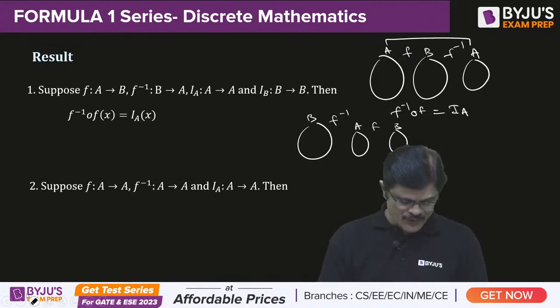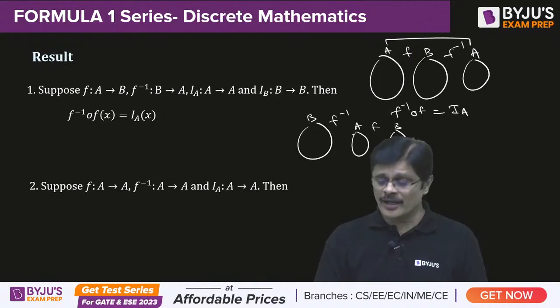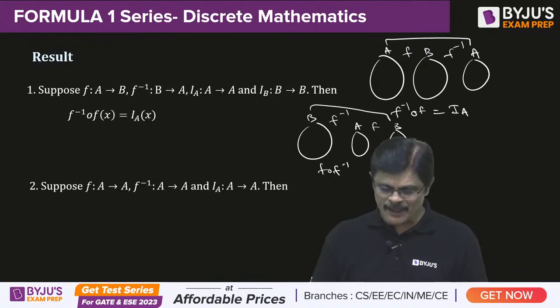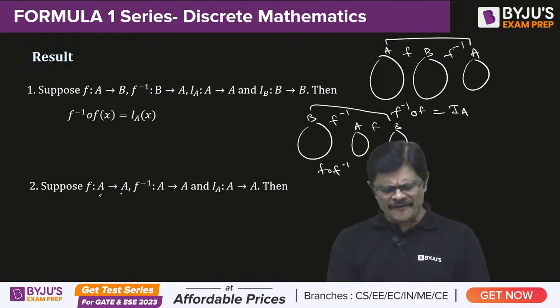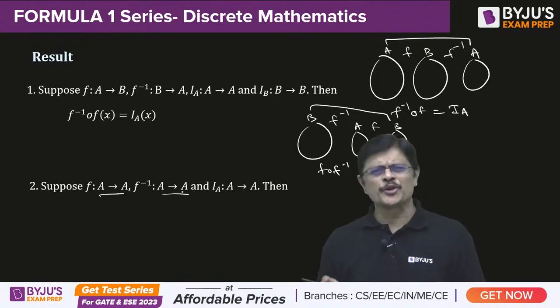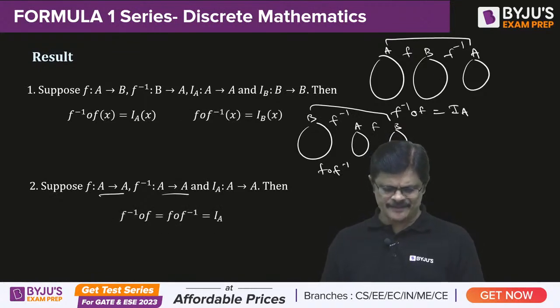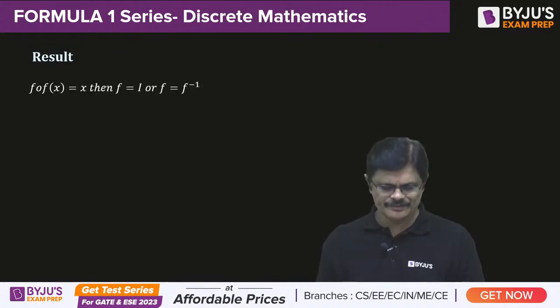In this particular case, what happens, sir? This is called F circle F inverse. What is it? F circle F inverse is an identity function from B to B, my dear friends. Am I clear? It is from B to B. But if F is a mapping from A to A, whether you write F inverse circle F or F circle F inverse, they will be one and the same, my dear friends.